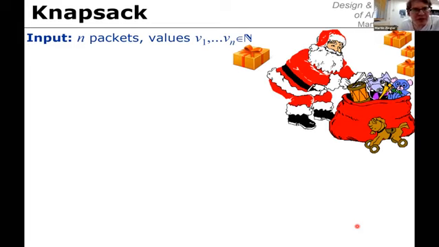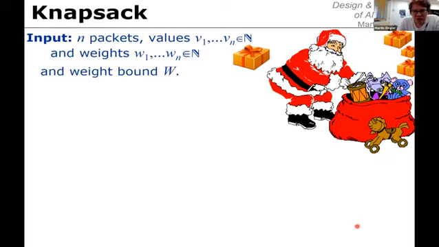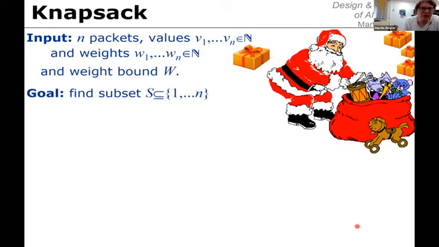So formally, the input to the knapsack problem is the number n of packets, values of the packets. You can imagine each value to be a number of US dollars, and weights of the packets. And intuitively, the knapsack can carry only packets up to a certain weight. So we impose here a weight bound and ask whether there exists a subset of the packets as large as possible, of as high a value as possible, that honors the weight bound.